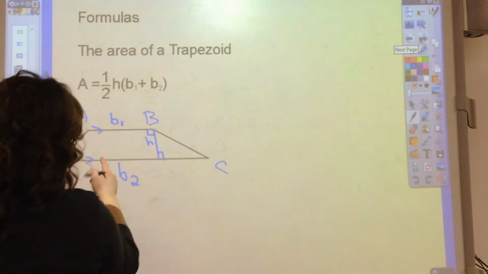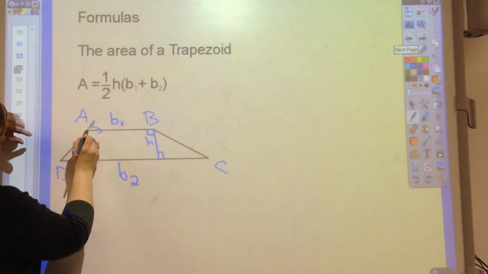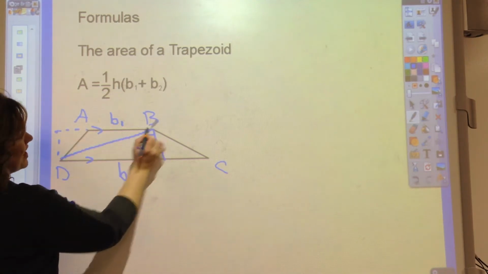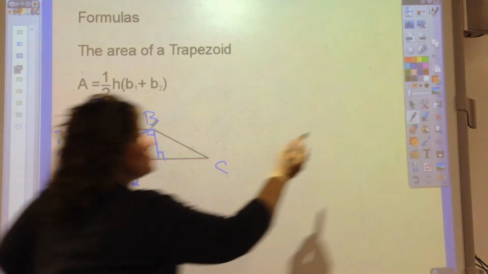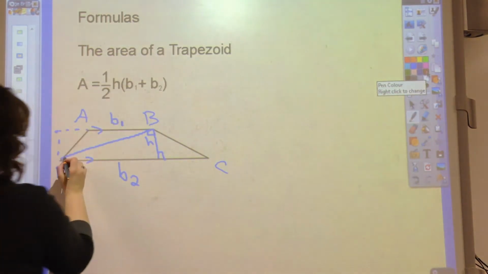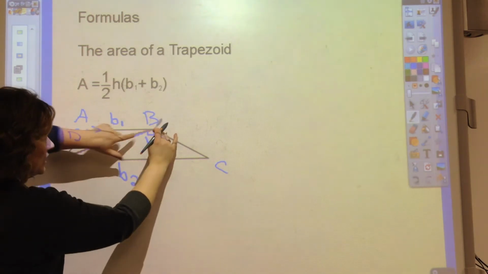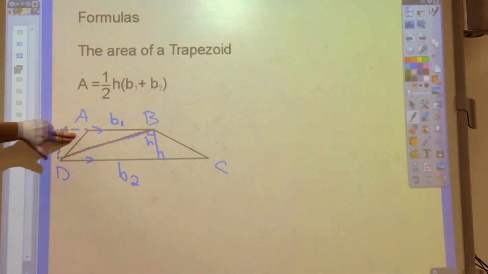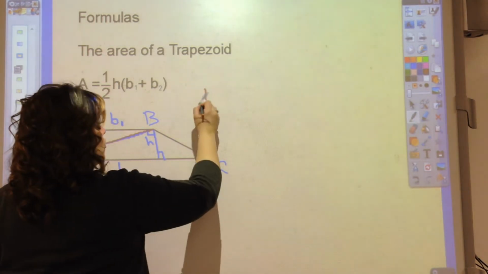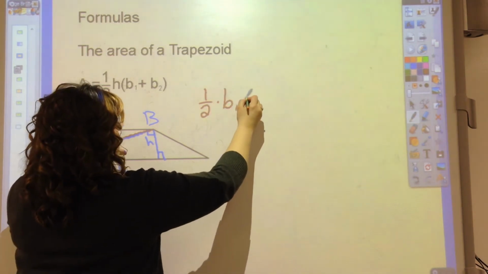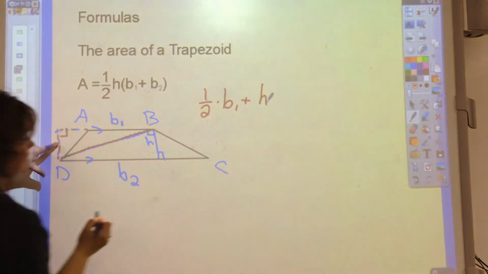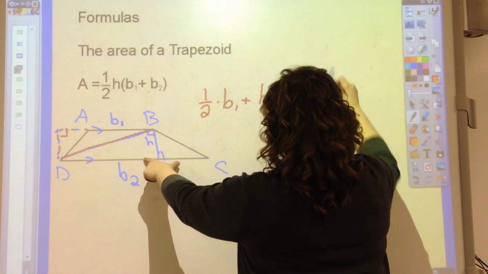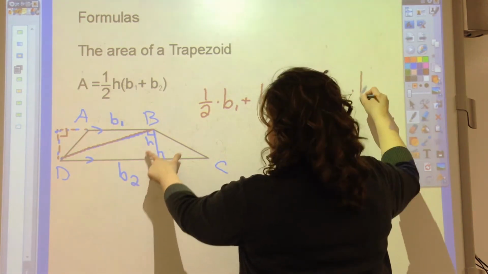If you look at this area of a trapezoid, we could draw a triangle here and a triangle here. Maybe I should do that in a different color. Notice that I have a triangle here and a triangle here. If I triangulate it, I could find the area of this triangle, which would be 1/2 base 1 times my altitude or my height. And then if I find the area of this triangle, I would get 1/2 times the base 2 times the altitude or the height.